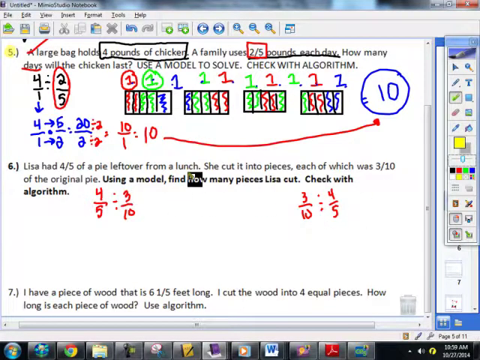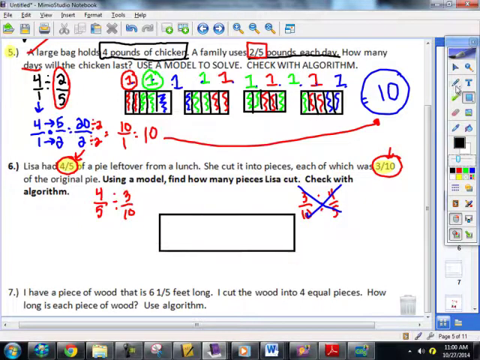So I remind you, the dividend is the one that's actually being divided up, being cut up. So we have 4/5 of pie left over, and I want to cut it into pieces that are 3/10. That sounds exactly like that's the dividend and that's the divisor. This is the amount that's being cut up. This is the size of the pieces. So that is exactly what a divisor is. Okay, so this would be incorrect. This would be right.